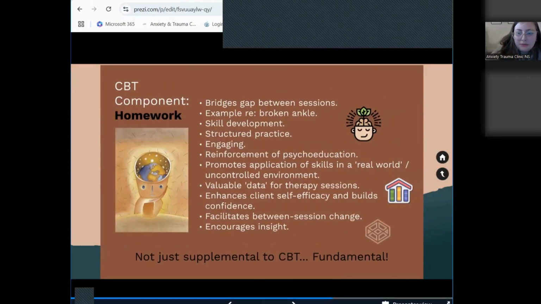Now, from a cognitive behavioral therapy perspective, homework is also an integral part of the therapeutic process. It helps bridge that gap between what is learned in therapy sessions and the real world application of those skills. An example that I'll often use in my sessions is a broken ankle. Oftentimes we can better understand a physical ailment, and so I'll usually use this.